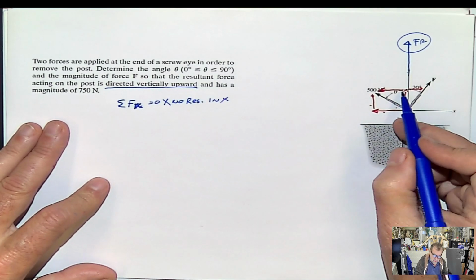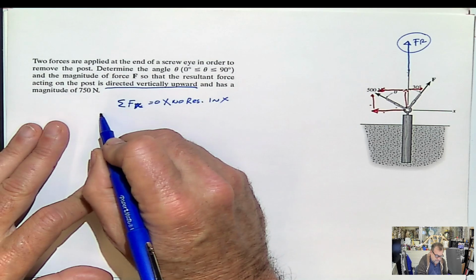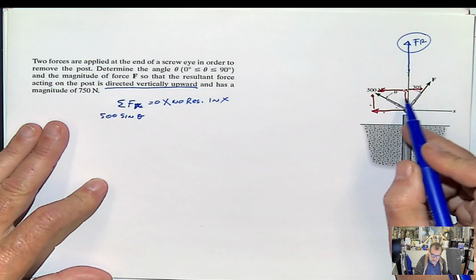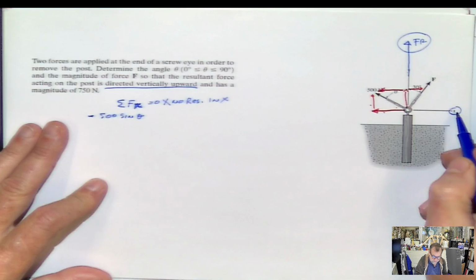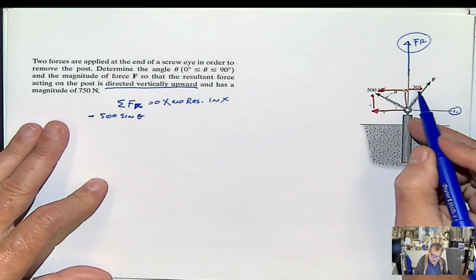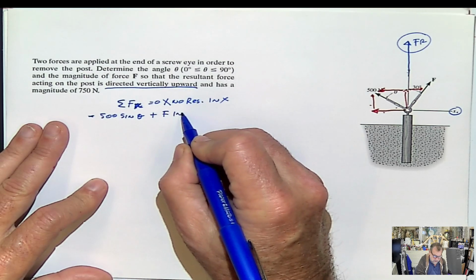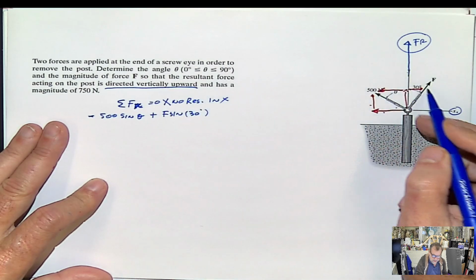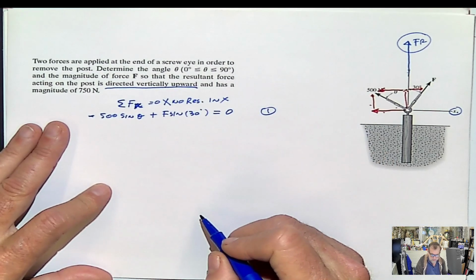So let's do that. This component will be negative 500 sine of the angle, negative because it goes to the left, opposite to the positive, plus this component, which is F sine 30, and there's not anything else in the x direction, so equals 0. And I get one equation from here.